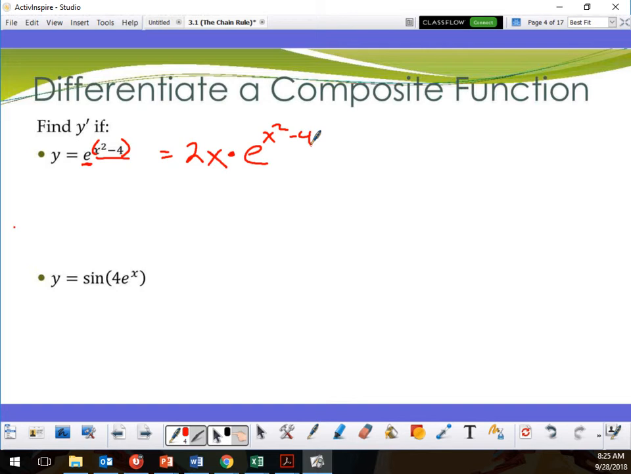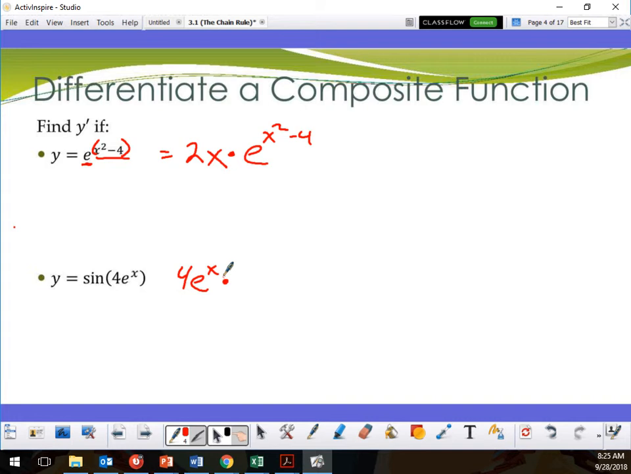How about this next one? Sine of 4e to the x. So, what's the derivative of the inside? 4e to the x, right? Because it's not going to change it. Yeah, nothing to do, right? Because e to the x is just e to the x, and there's a 4 there. So it's going to give me 4e to the x times, what is the derivative of sine? Negative cosine? No, not negative cosine, just positive cosine, right?